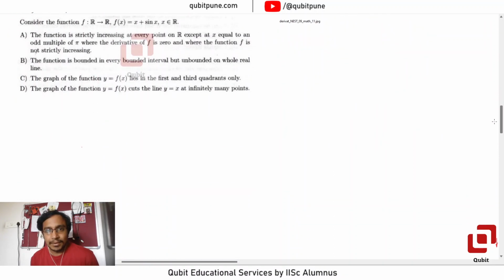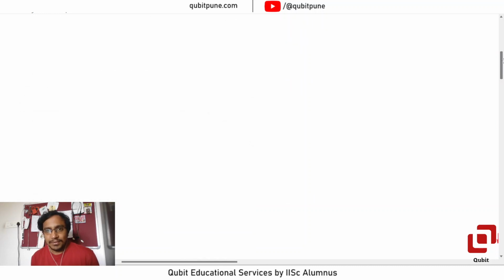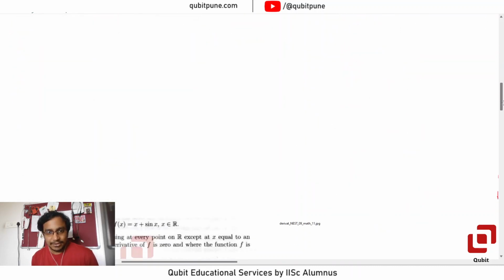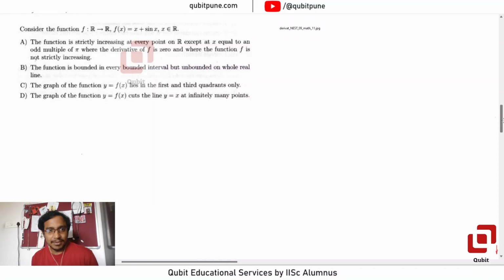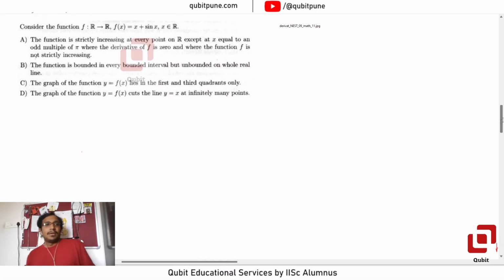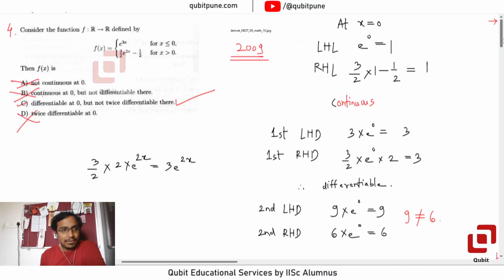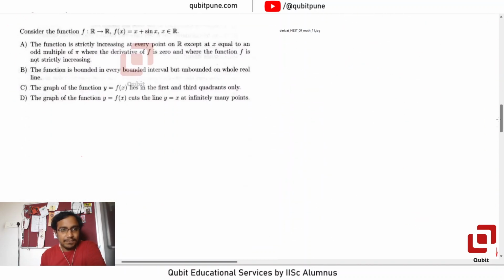Cool. Yes, this one is also from 2009, and I found this a bit more interesting. Fifth MCQ of the day. Consider the function f from R to R, f of x equal to x plus sin x, x belongs to R.